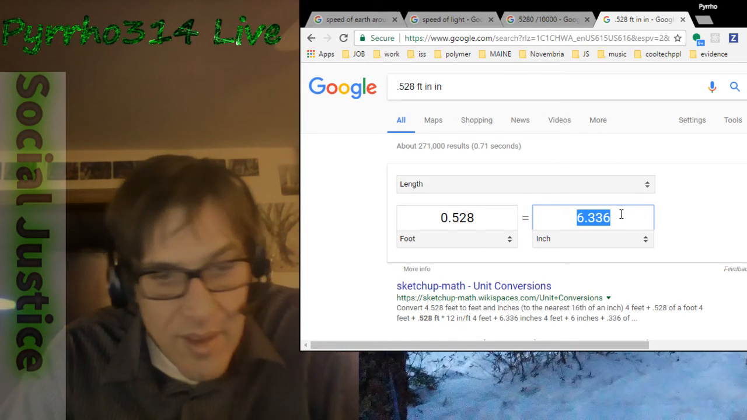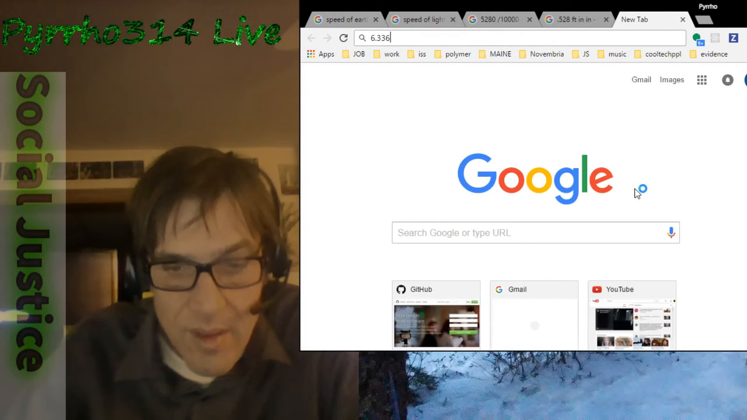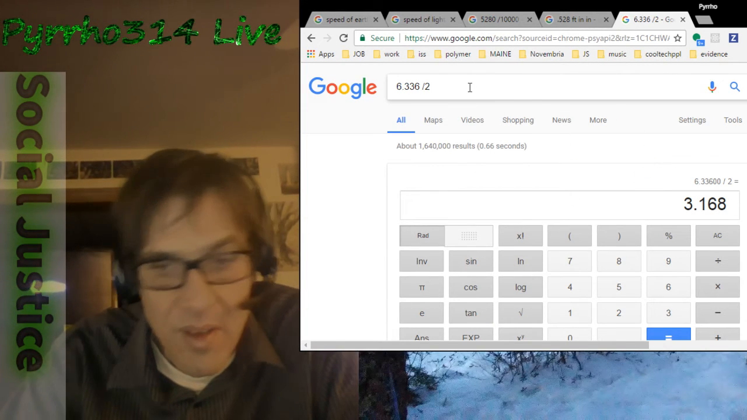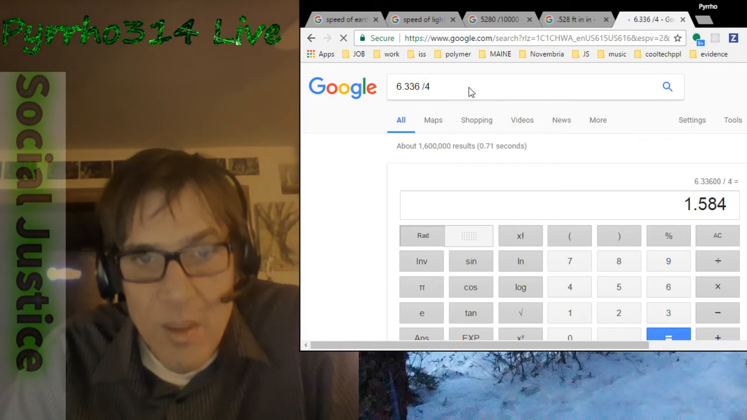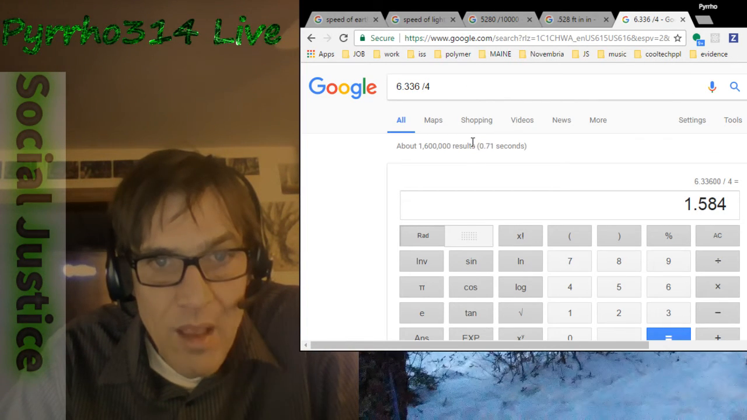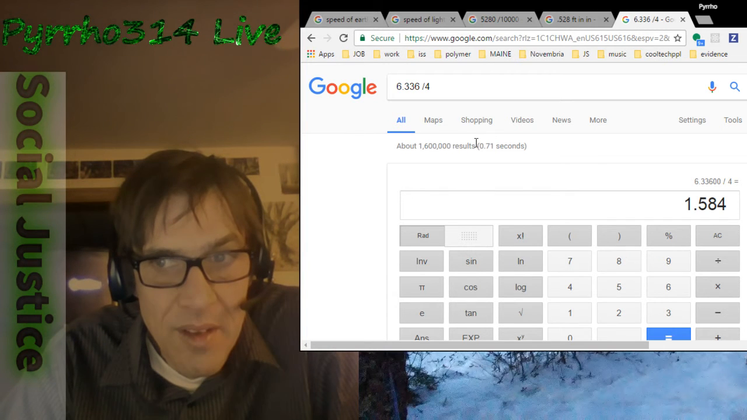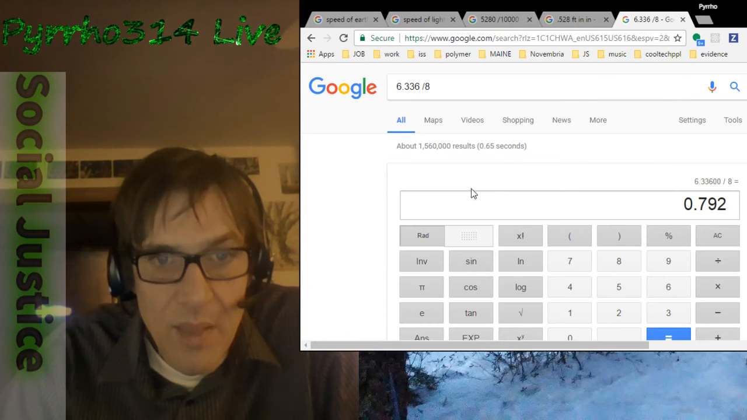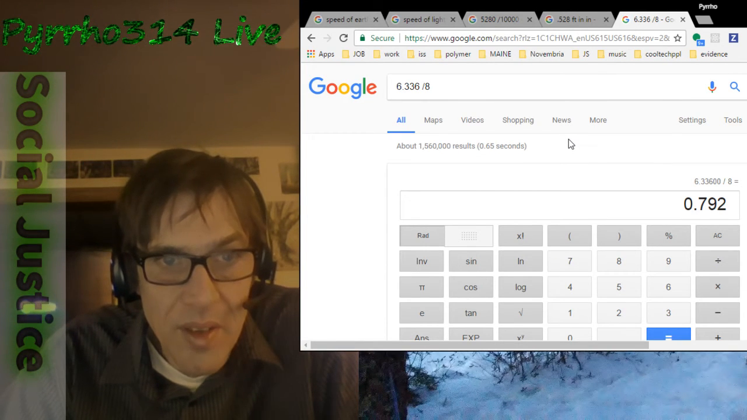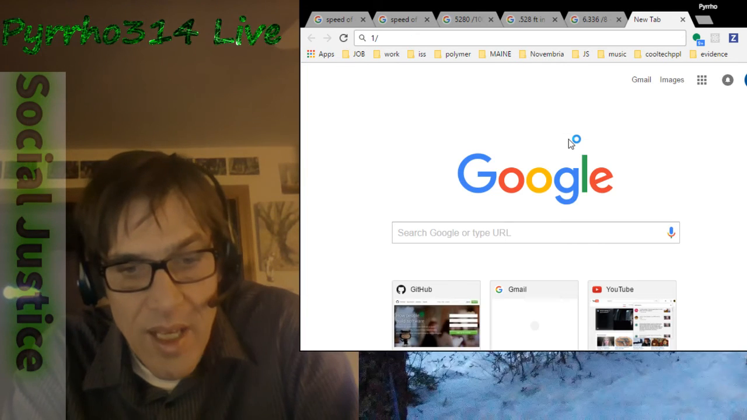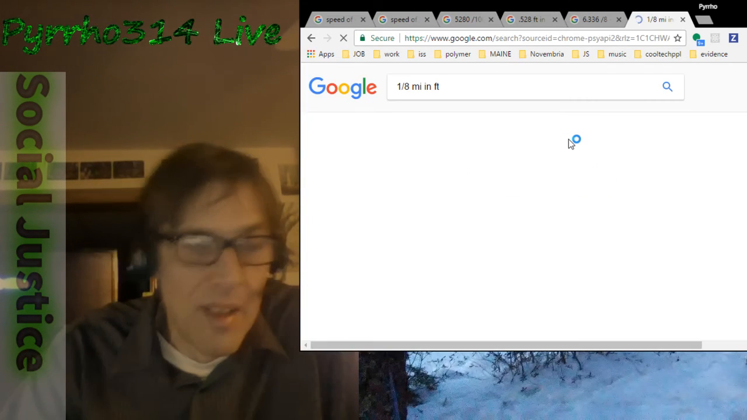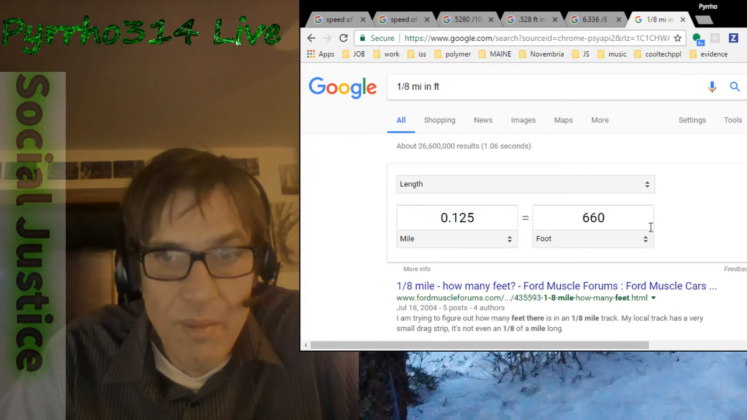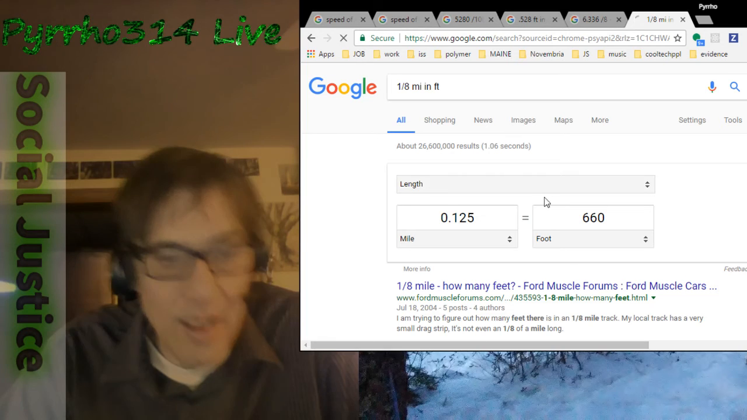So let's take this. In a half mile it would deflect 3.1 inches. In a quarter of a mile it would still be deflecting an inch and a half. Okay, in an eighth of a mile it would be 0.8 inches. Eighth of a mile, 1/8 mile in feet, 660 feet. All right, so that's the calculation for that.